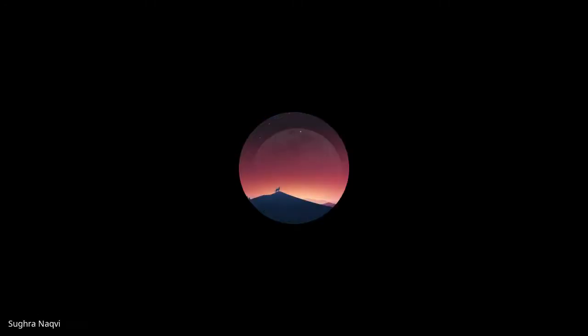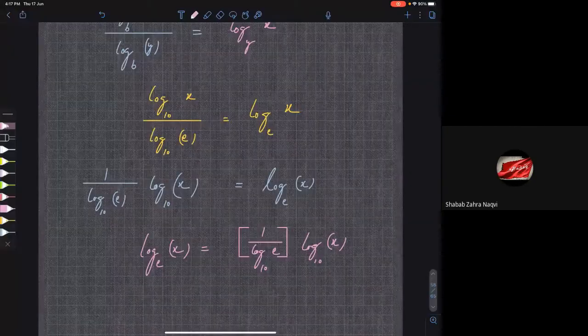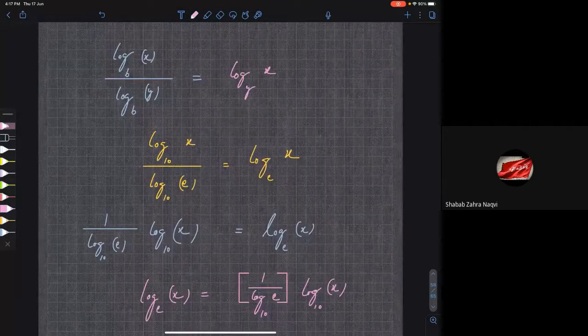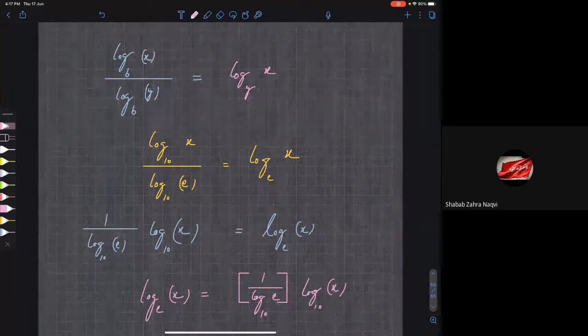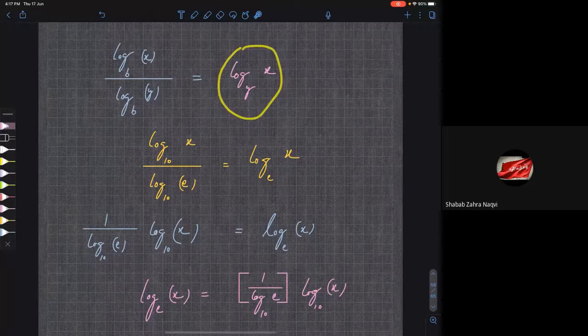Can you hear me now? Yes, sir. Okay. So, see, what we were doing, we were using this relationship, this property of logarithm. Can you see? Log x to the base b by log y to the base b is what? Log x to the base y.